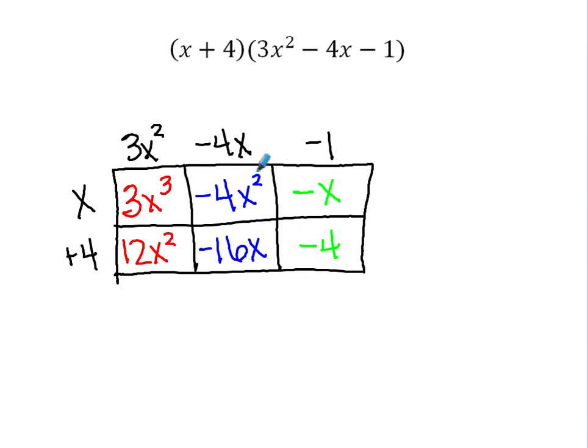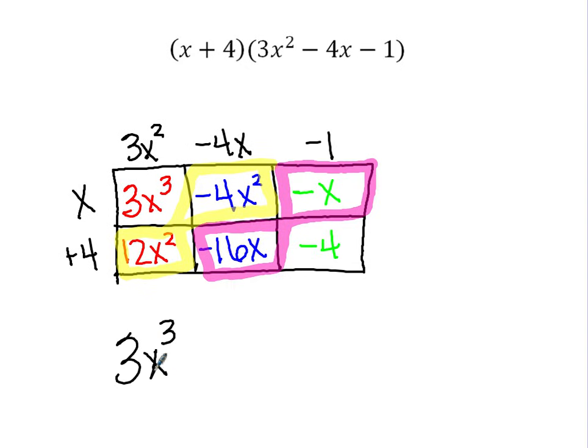Our first set of like terms are these x squareds, and then our other set of like terms are these x values. Combining my like terms, I have 3x to the third power. 12x squared and negative 4x squared is 8x squared. Negative 16x and negative x is negative 17x, minus 4.